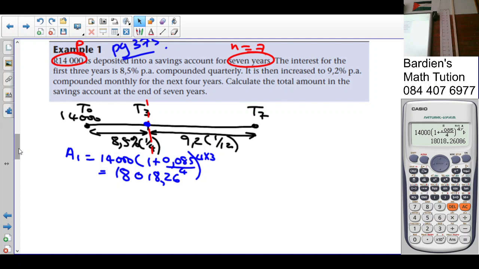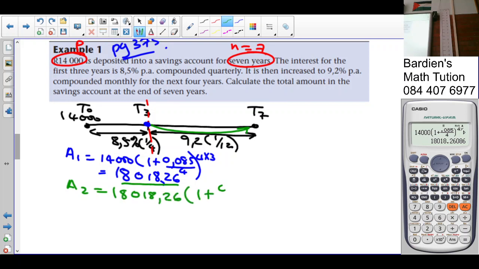So what happens now? It's going to draw an interest rate for the remaining time period. So A2 is equal to, since that is the amount in the account, 18,018 Rand and 26 cents into 1 plus 0,085 over 4. No. The interest rate has changed. So it's going to be 0,092 over 12 to the exponent 12 times. And for how many years is this?